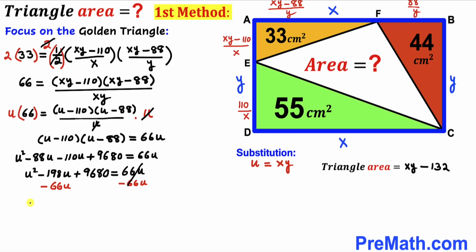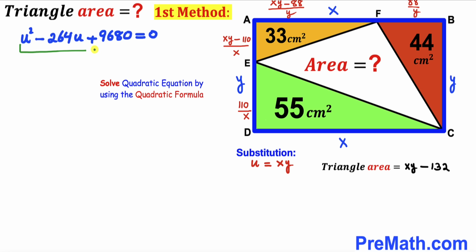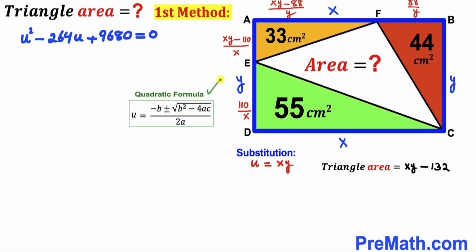This is gone. So therefore we end up with u square minus 264u plus 9680 equals 0. So thus we end up with this quadratic equation. We are going to solve for u by using the quadratic formula. And here's our quadratic formula. And here we can see our coefficient a value is 1, coefficient b value is negative 264 and constant c value is 9680.